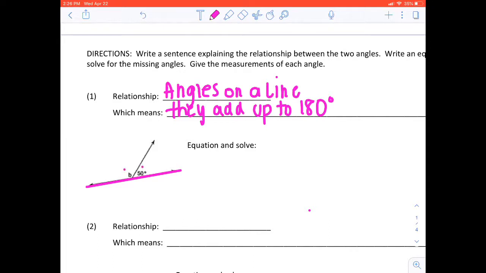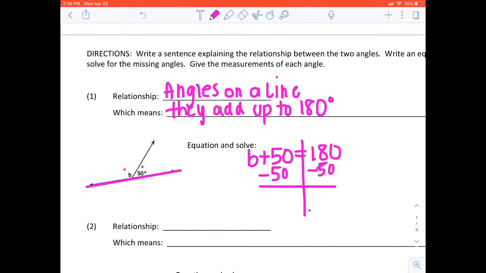All right, so those two angles, they add up to 180. So I'm going to take these two angles here. We have B and we have 50. I'm going to add them up. They're going to be equal to 180. So I'm going to solve this. I'm going to subtract 50 from both sides. So I have B equals, now 180 minus 50 gives us 130 degrees. So that's our answer. That's B.